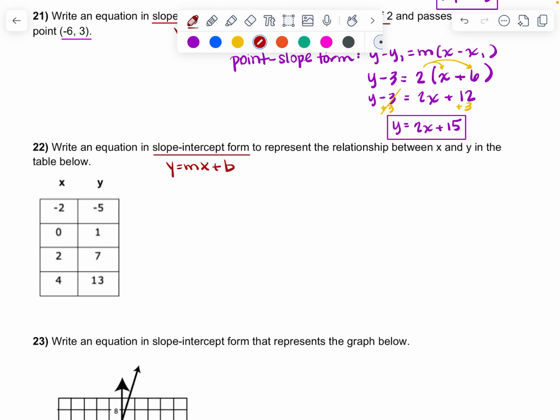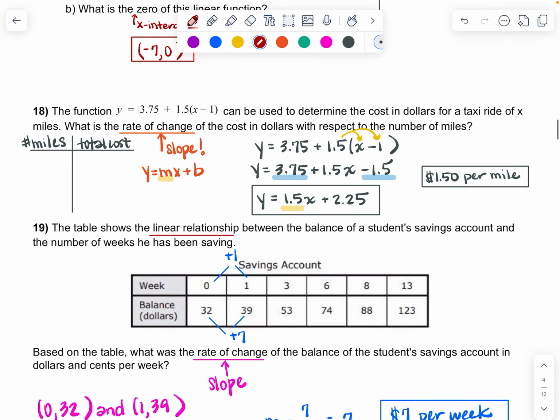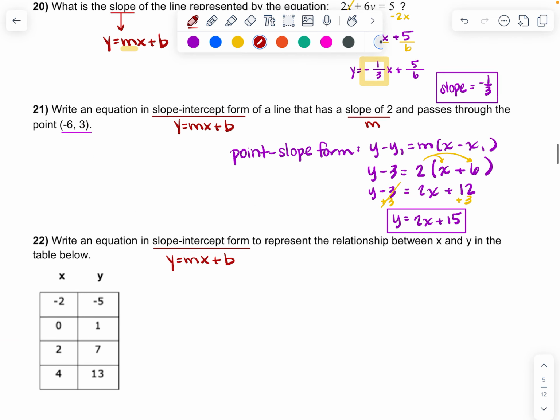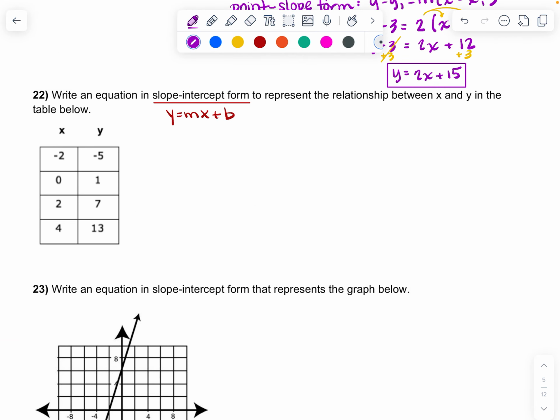So clearly we need the slope. So we just talked about this earlier right here on number 19, right? You can either pick 2 points in the table and do the slope formula, or you can just calculate the change in y, which is what I'm going to do because I think that's 10 times easier, right? But it's just kind of a preference thing.